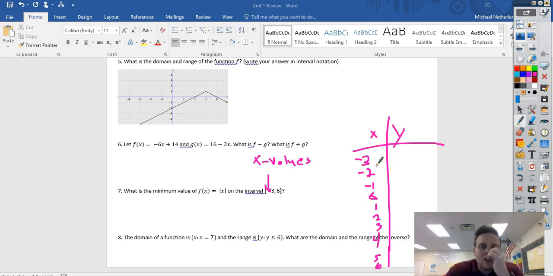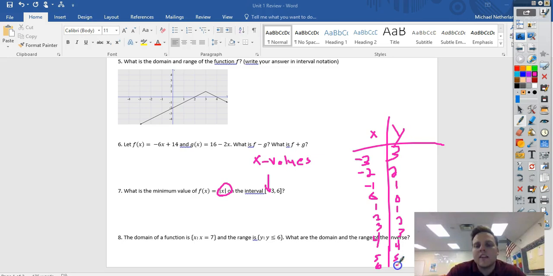So then, all you're really doing, guys, it says what is the minimum value. That means it's looking for the smallest y value after you plug all these x values in. So we're going to plug into the absolute value function. So you take your negative 3 and you plug it in. What is the absolute value of negative 3? 3. All right, now take the negative 2, plug it in. What is the absolute value of negative 2? 2. Take your negative 1, plug it in. What is the absolute value of negative 1? 1. So hopefully you've caught the pattern here, and I'm just going to keep going on.